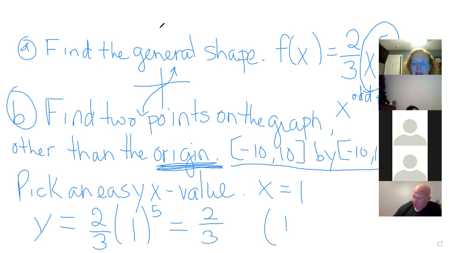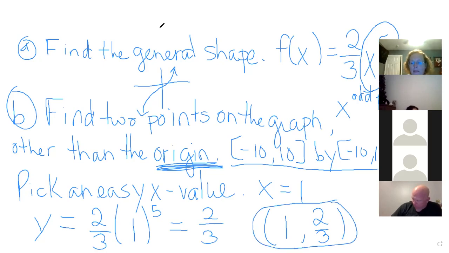So what that means is that the point 1, 2/3 is on this graph. Now I'm going to circle that. Now, if you did not want to do that in your head like I did, and you wanted to actually put that in your calculator, 2/3 times 1 raised to the 5th power, you would get this instead. 0.6667. And either of those answers are correct. So 1, 2/3 or 1, 0.6667. You would need to round that last one to a 7.